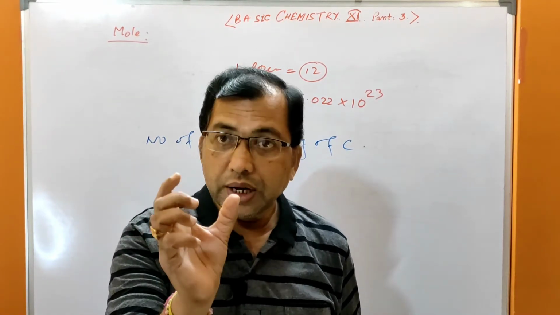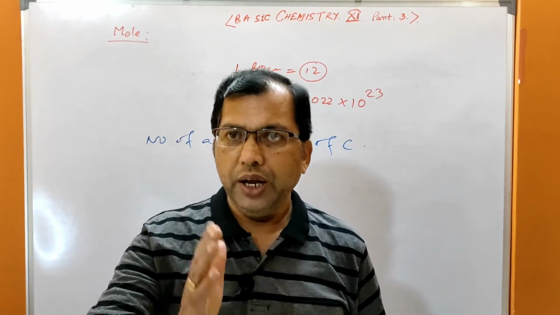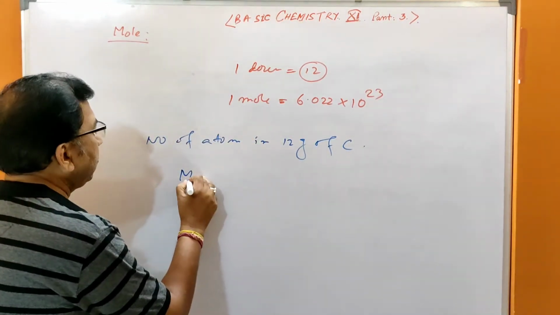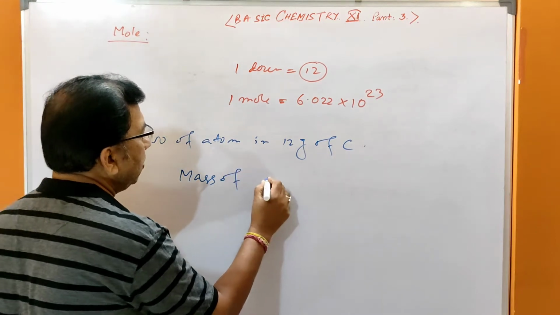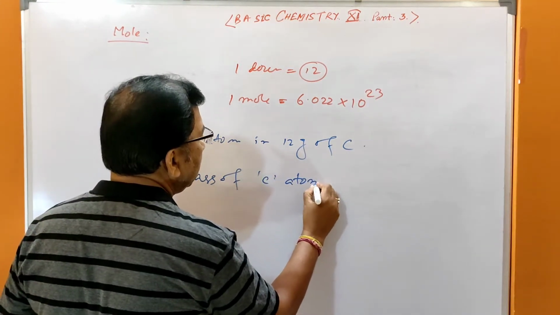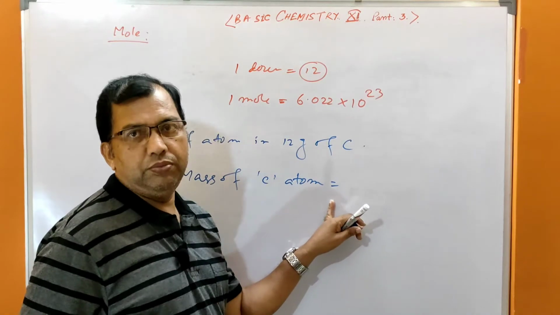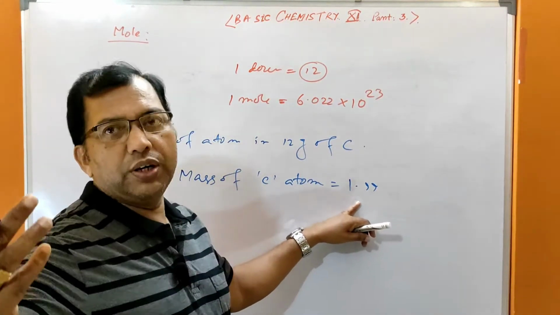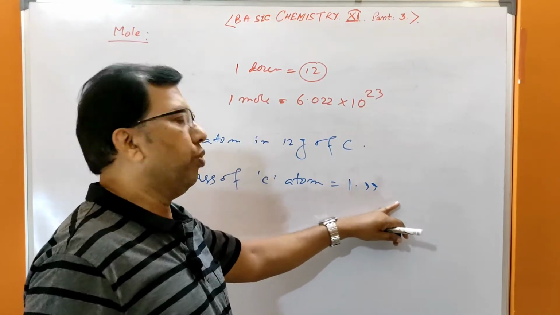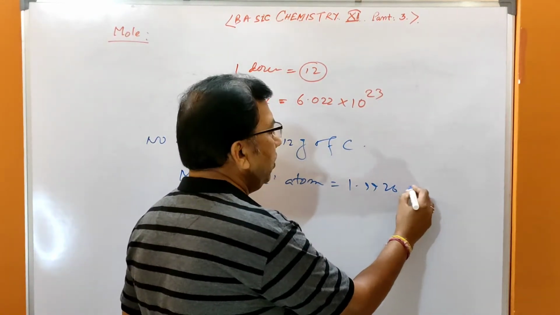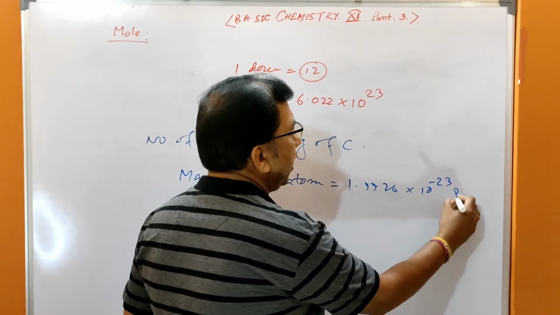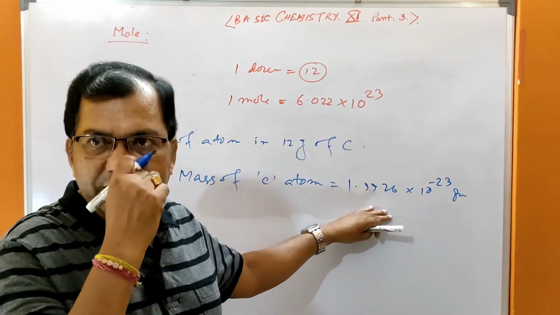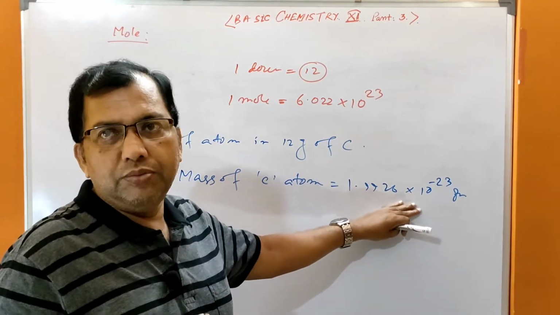The mass of carbon atom is 1.9926 into 10 to the power minus 23 gram. This is the mass of carbon atom. Yeah, mass of carbon atom.